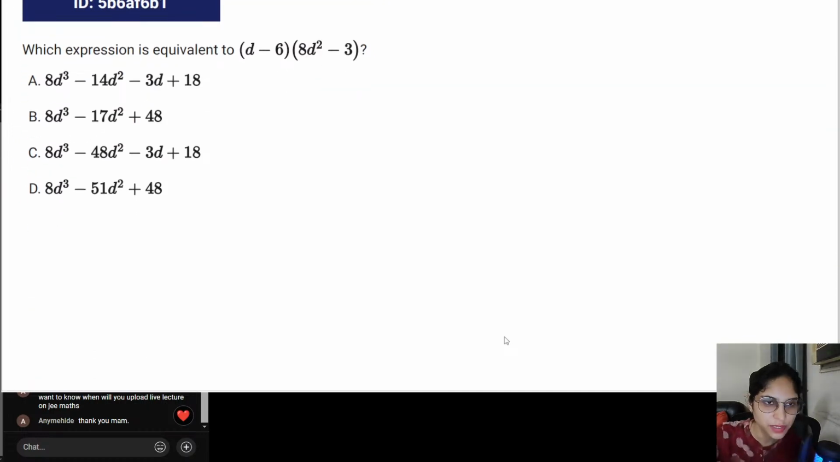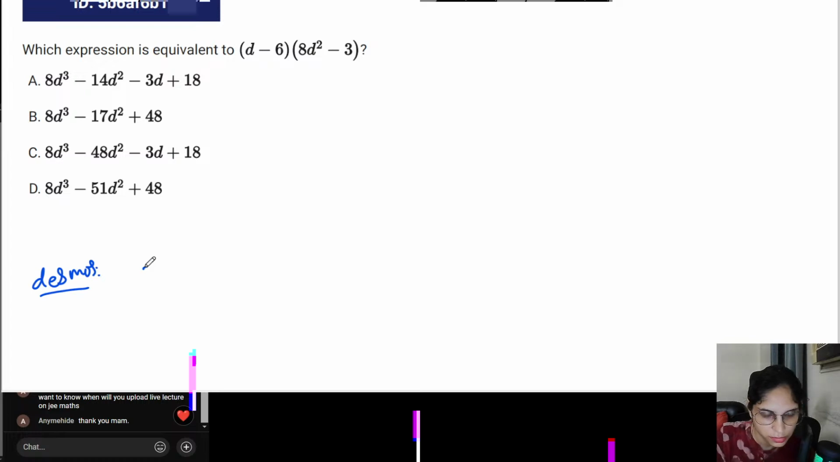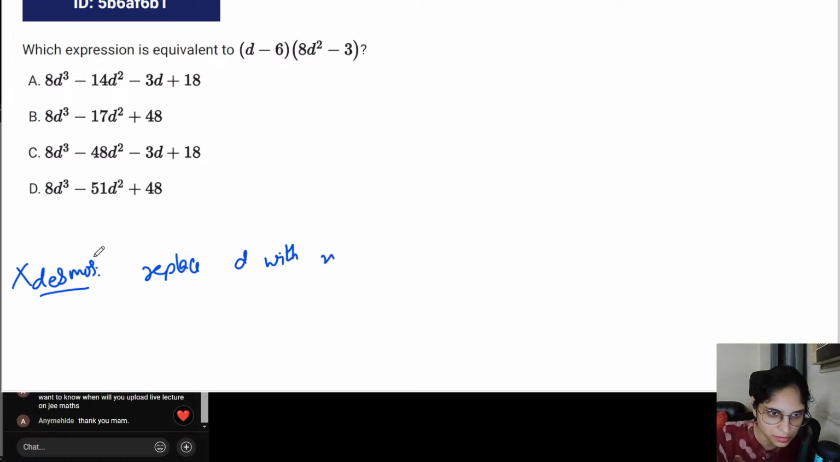Which expression is equivalent? We are just multiplying. Over here, if you want, you can use Desmos, replace d with x. But this is fairly a simple question. It's just FOIL. I do not recommend it. What I recommend is this method.